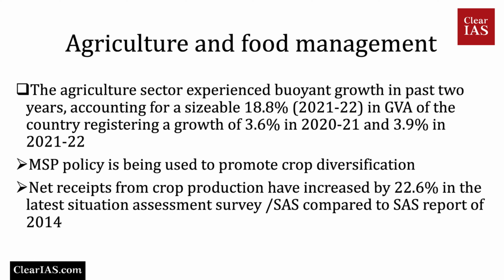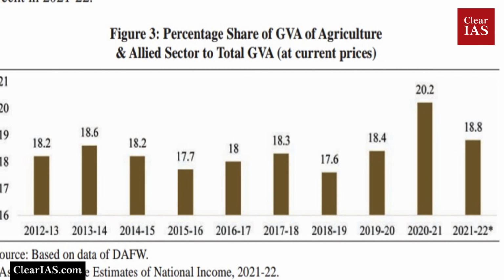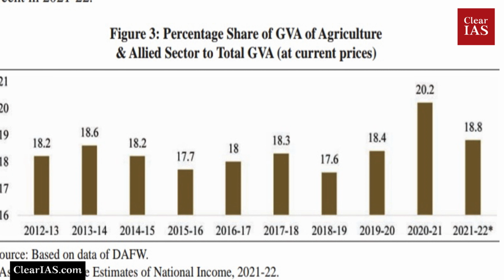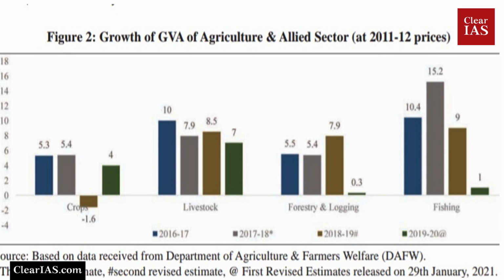This figure shows the percentage share of gross value added of agriculture and allied sector to total GVA at current prices. As per first advance estimates of national income 2021-22, agriculture and allied sector contribute to 18.8% of total gross value added. This figure shows the growth of GVA of agriculture and allied sector at 2011-12 prices.